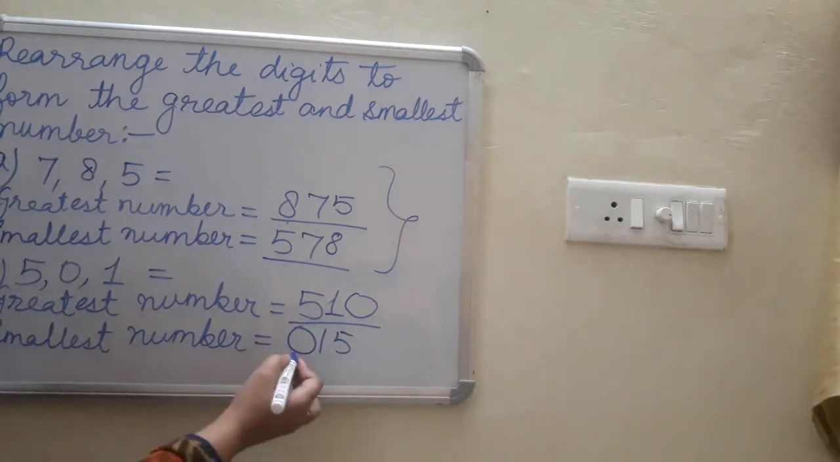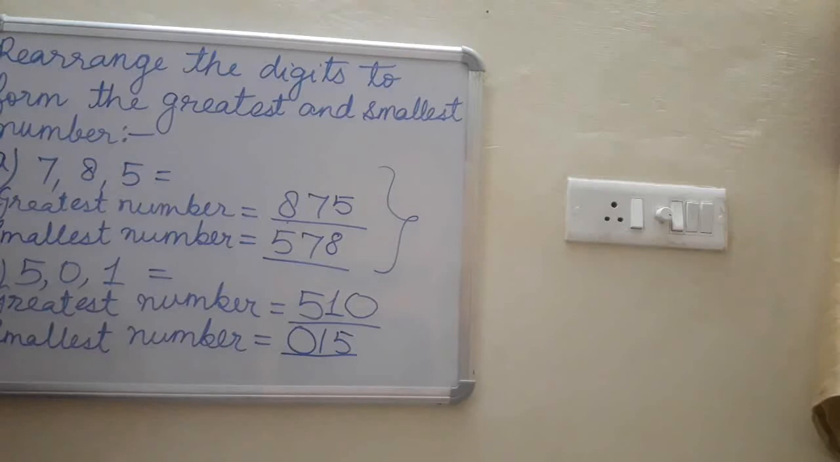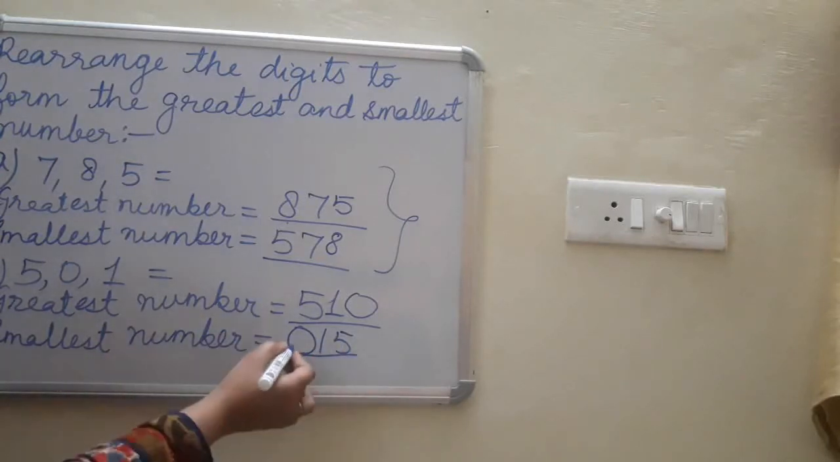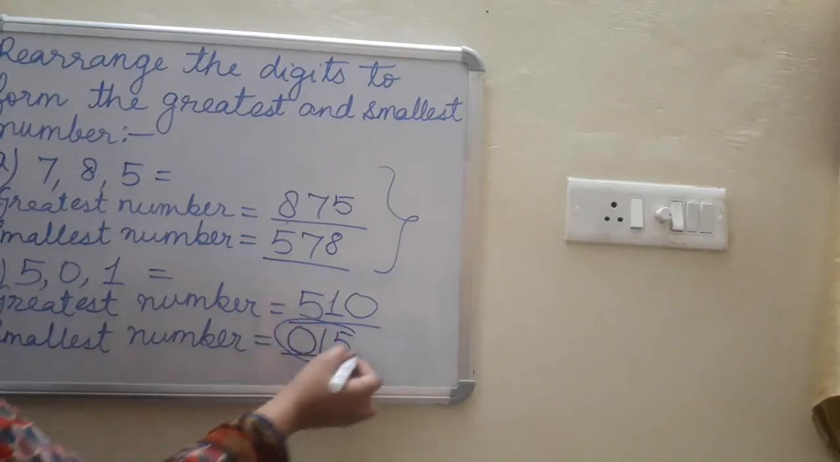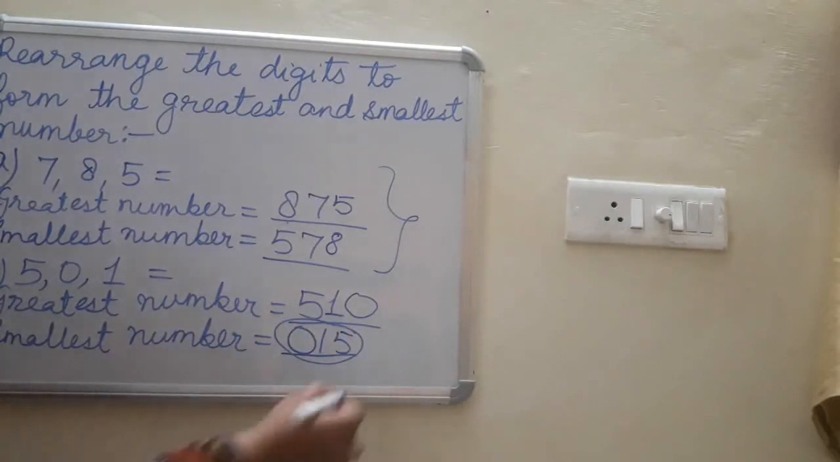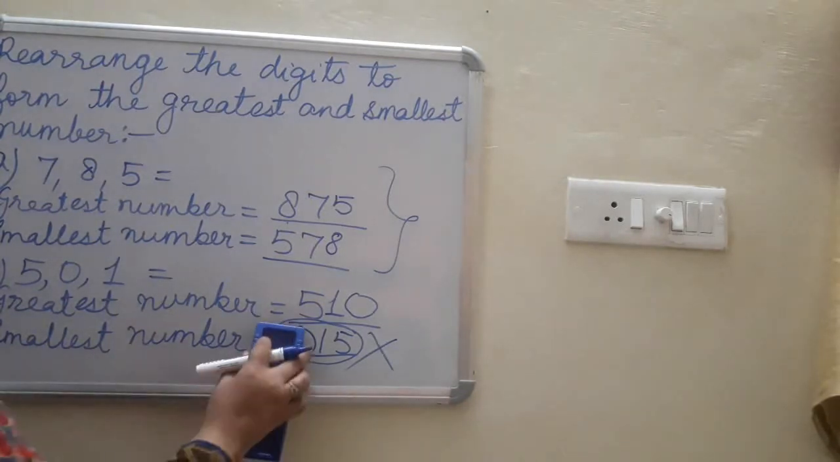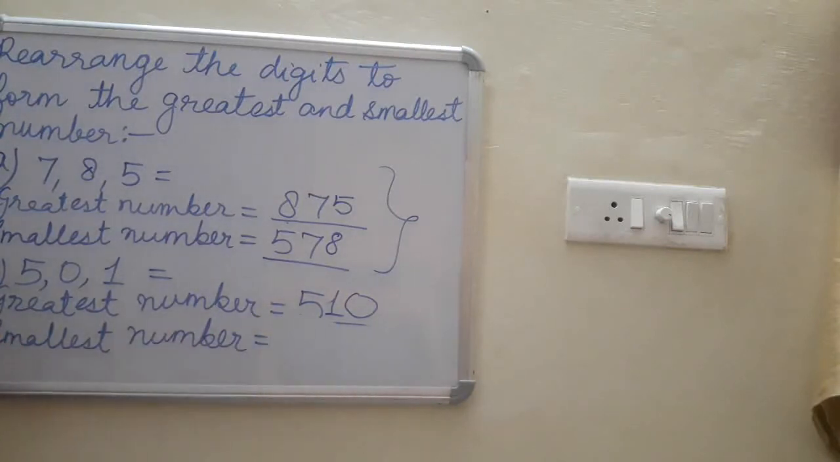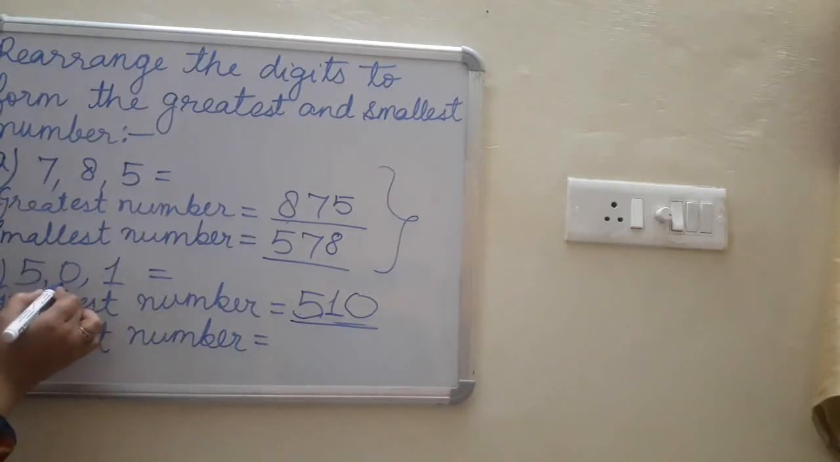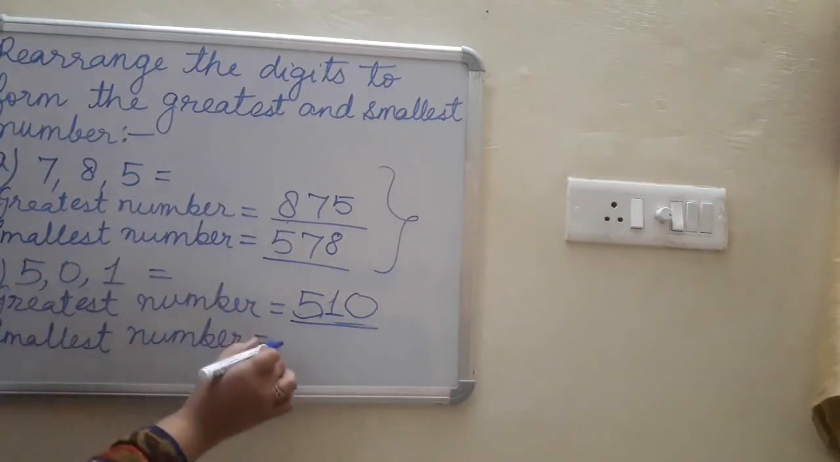Suppose if we write in this way, then this is not a 3-digit number. If we write 015, then this becomes a 2-digit number. This is not a 3-digit number. So this is wrong. We are not going to do it like this. So what are we going to do? Whenever we have got 0, we will not write 0 in the first place while forming the smallest number.